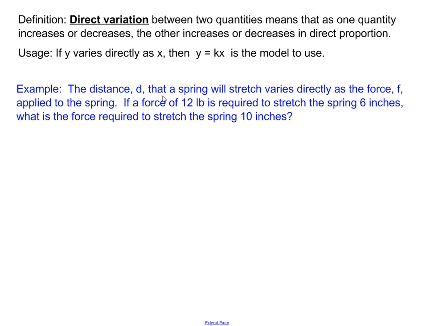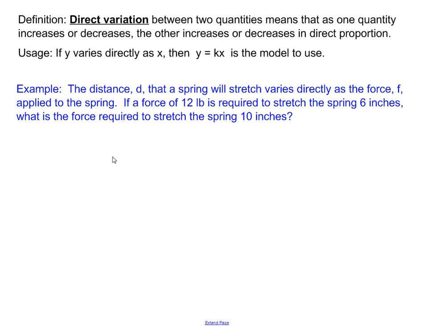Okay, now that we've had a chance to define ratio and proportion, we want to go into the subject of variation. What does that mean? Well, we're going to define the first one called direct variation. A direct variation means that two quantities are related in such a way that as one increases, the other increases, or similarly, if one decreases, the other decreases in direct proportion to each other. We would say that y varies directly as x, then we're going to use the model y equals k times x to model that situation.